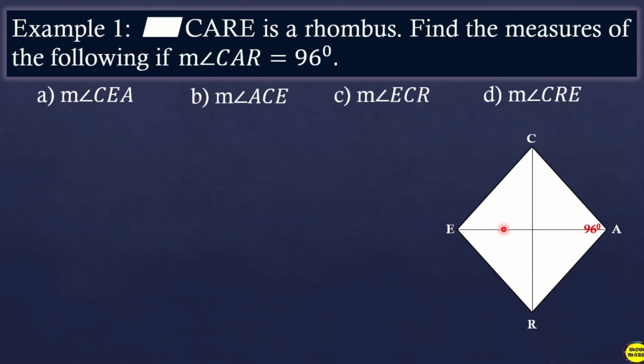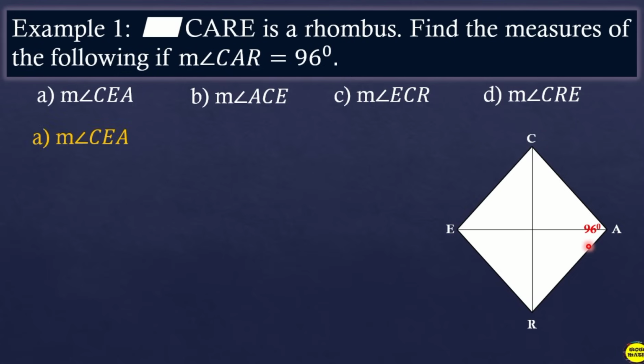So this is a rhombus. Okay? So, ang pinapahanap sa atin is the measure of angle CEA, the measure of angle ACE, the measure of angle ECR, and the measure of angle CRE. So, all we have to do is to find the measures of these angles. Ang given lang natin is the measure of angle CAR, which is 96 degrees. Ayun. So, CAR is 96 degrees. Ito siya. Okay, ito po.